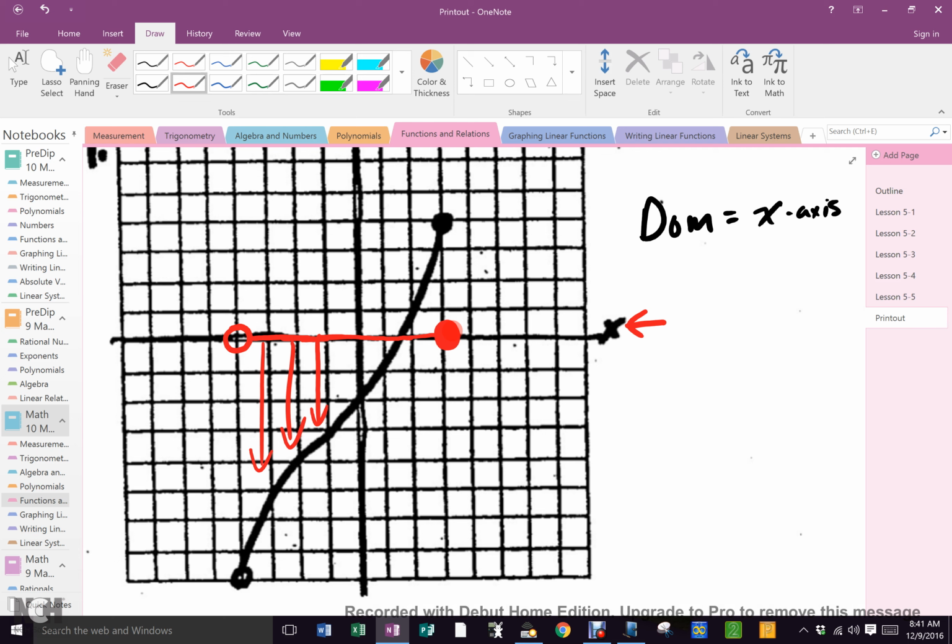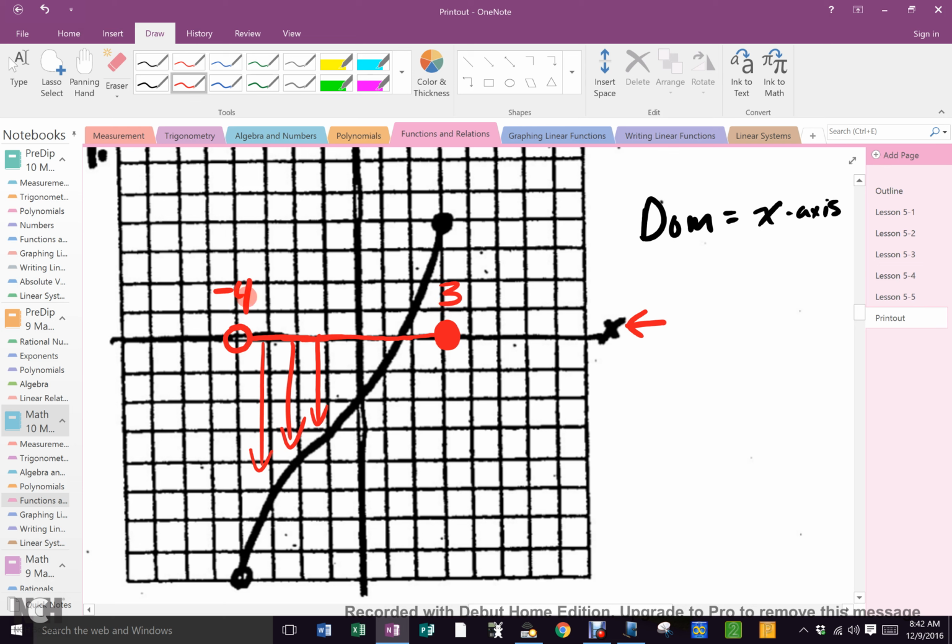Sean, what's the domain? -4, and up to +3. That is the domain. That is not how we write it. Now we'll talk about how we write it.